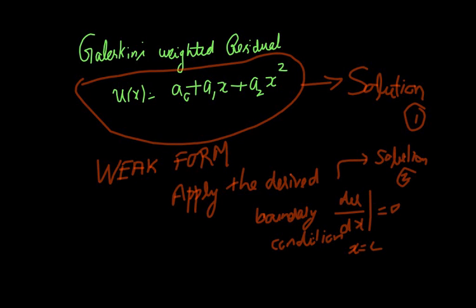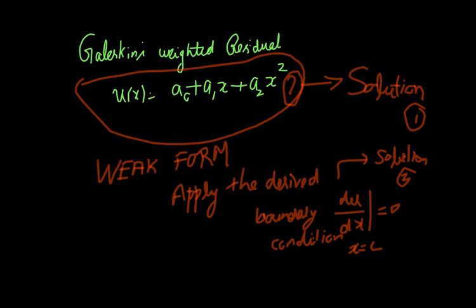Remember, the solution will be less accurate. Why less accurate? Because you have cut down one term. You have removed this term, right? So the solution is going to be less accurate. If the solution is less accurate, and solution 1 and solution 2 are equal, solution 2 is also less accurate, right? So this is another way to say that if you apply the derived boundary condition, the solution that you are going to get is going to be less accurate.